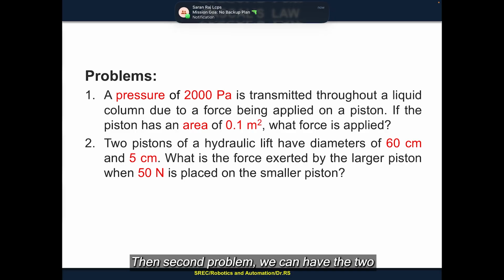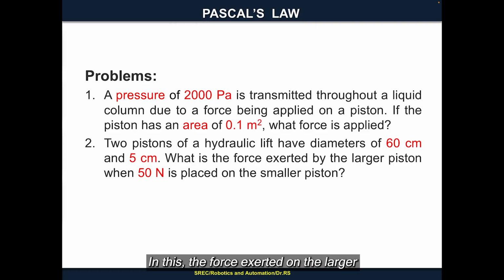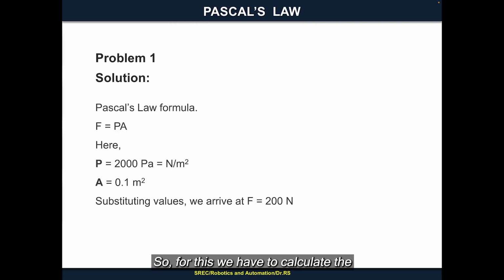Then the second problem, we have two pistons, which have a diameter of 60 and 5 centimeter. In this, the force exerted on the larger piston is given. For this, we have to calculate the force exerted on the smaller piston. So this again we can use the Pascal's law formula to calculate the force exerted on the smaller piston.